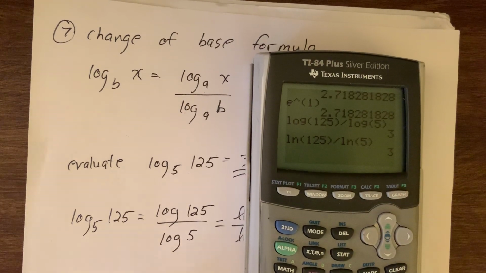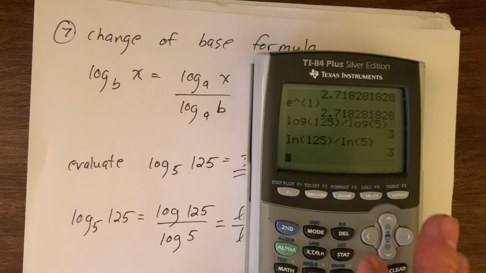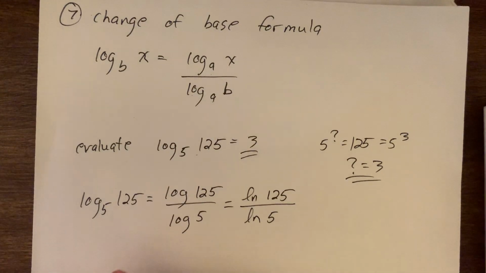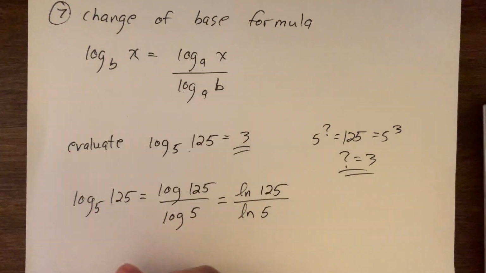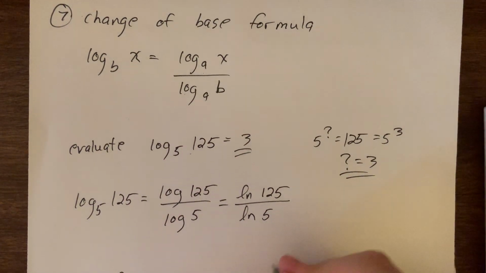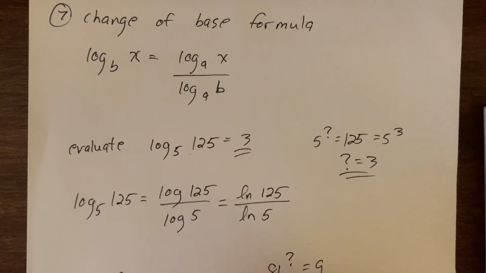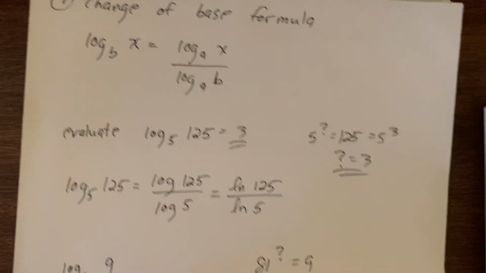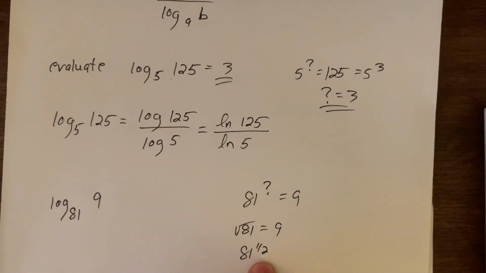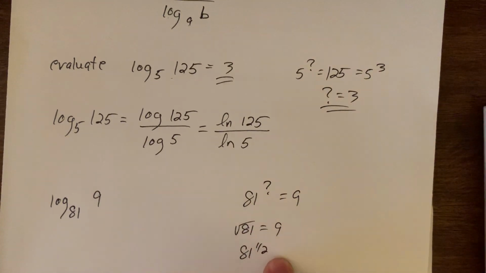This is especially helpful for some people who still struggle a little bit with radicals. If they want to know something like, what is log base 81 of 9? 81 to what power equals 9? The square root of 81 equals 9. So it's 81 to the 1/2 power. That's truly what we should get. But again, it's not easy. Not everybody is so quick to make those radicals.